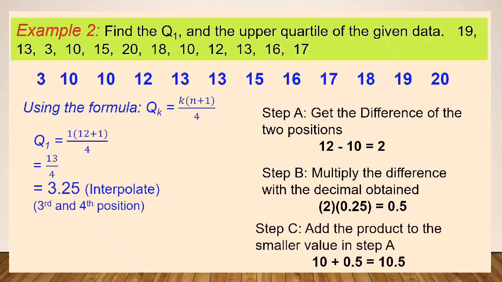And on our final step, we are going to add the product that we obtained in step B to the smaller value in step A. The smaller value here that we got in the difference a while ago is 10. So we have 10 plus the product in step B, that is 0.5, which results to 10.5. So therefore, class, the exact value of our first quartile by using the linear interpolation method is 10.5.